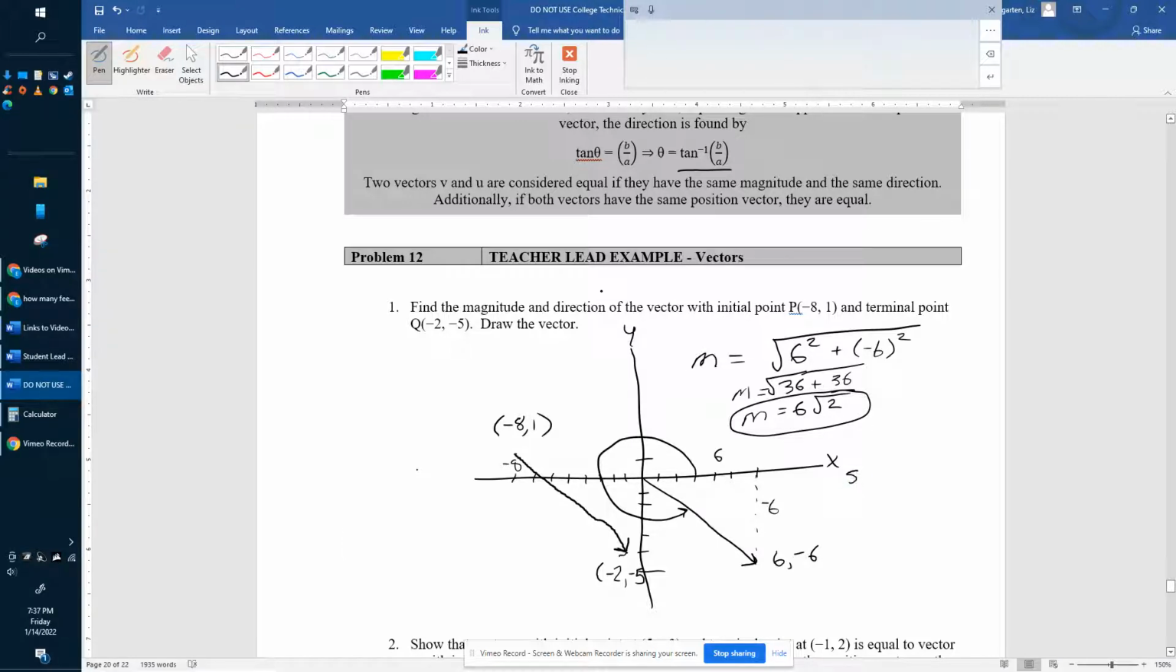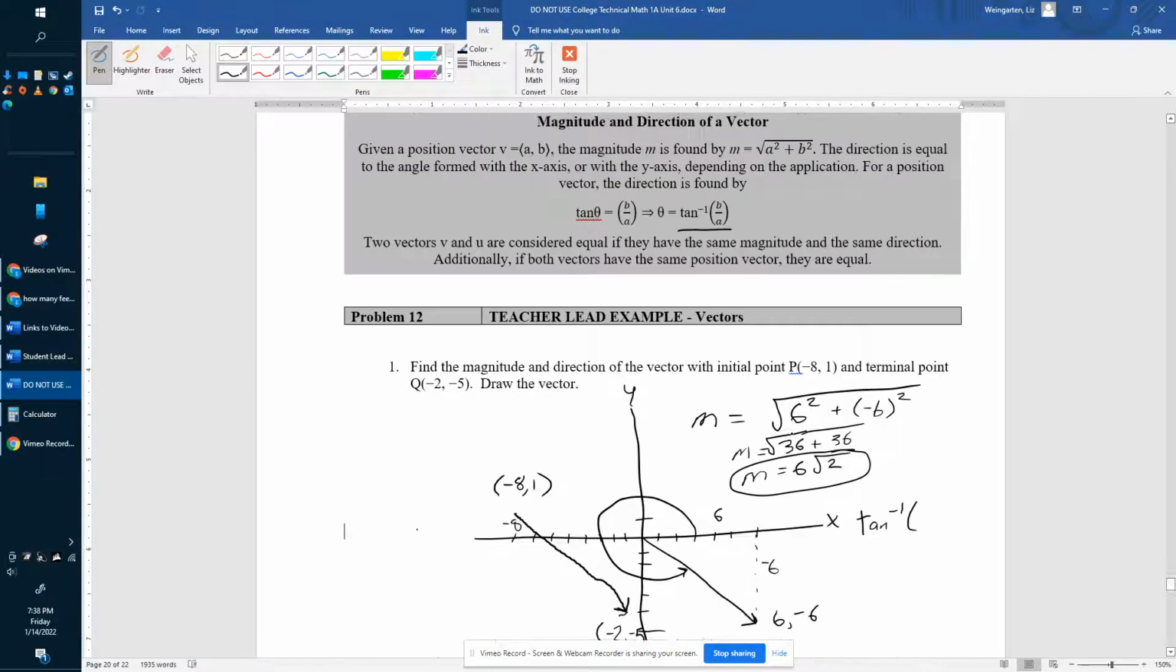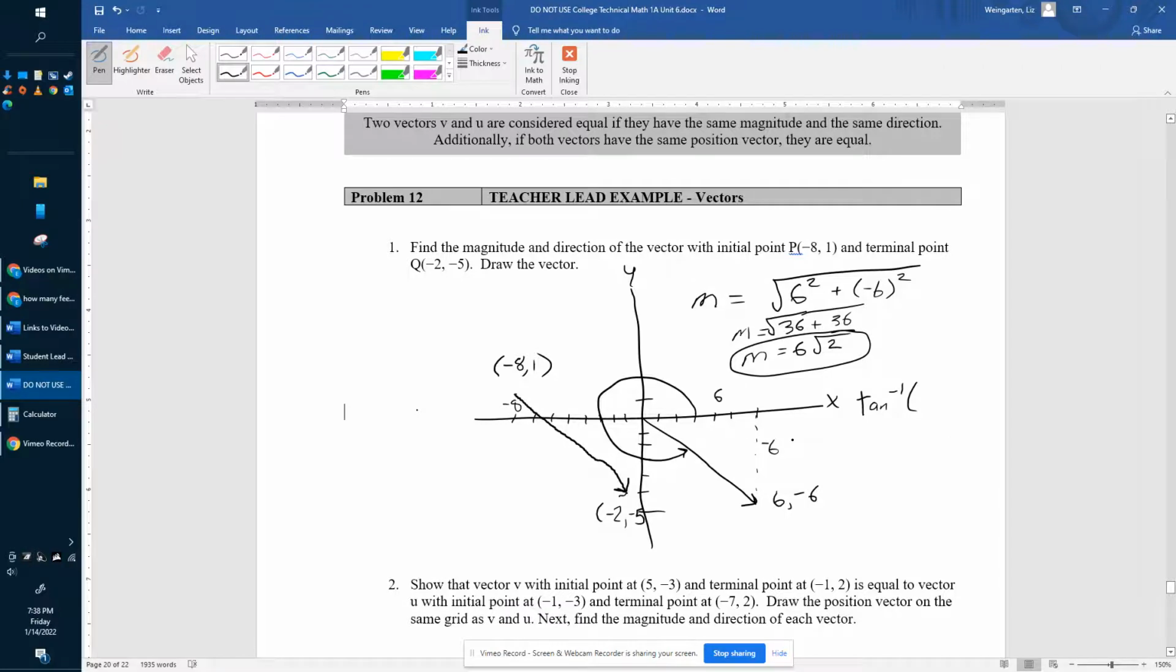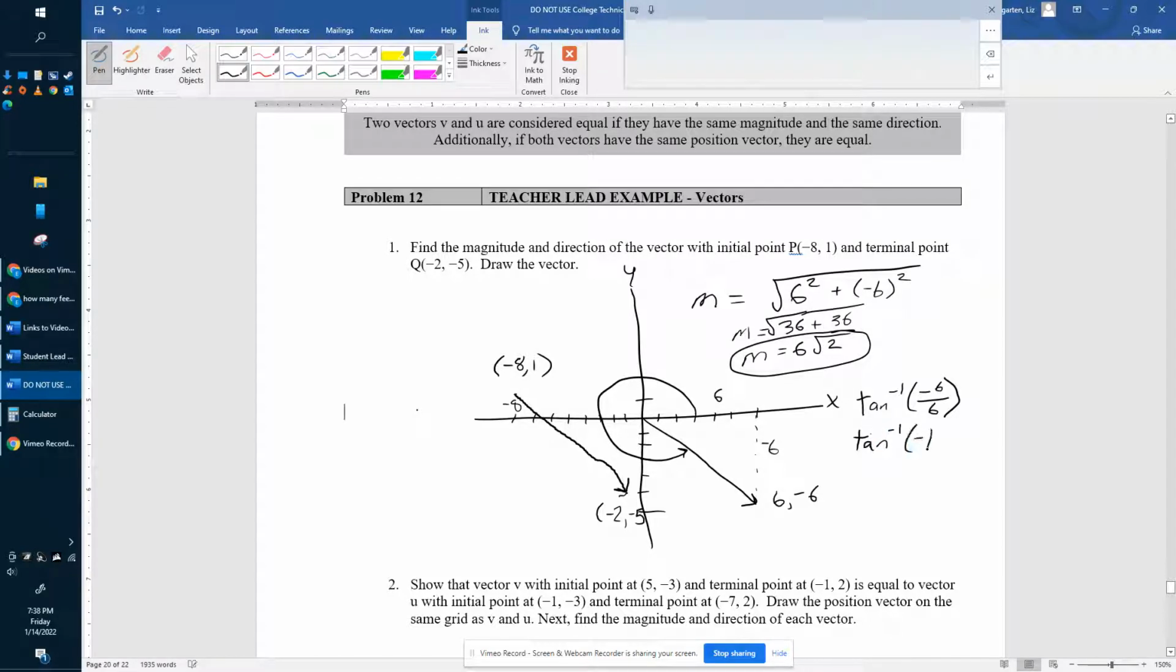Inverse tangent, I don't know why I'm writing an S. I'm all about sine. Tangent to the -1 of b over a. And remember, when we were talking about these vectors, a is x, b is y. So b is going to be -6 over 6, which is the inverse tangent, tan -1 of -1.